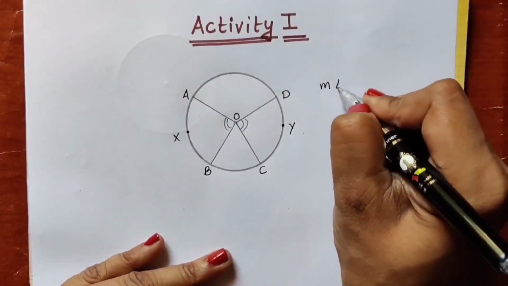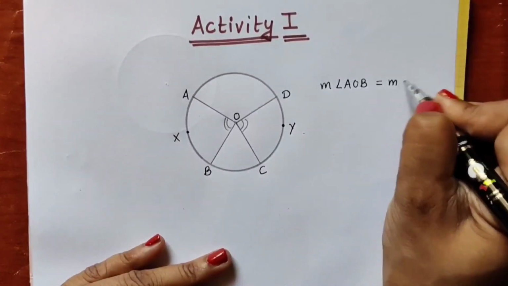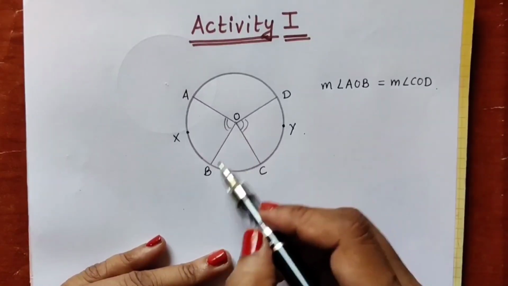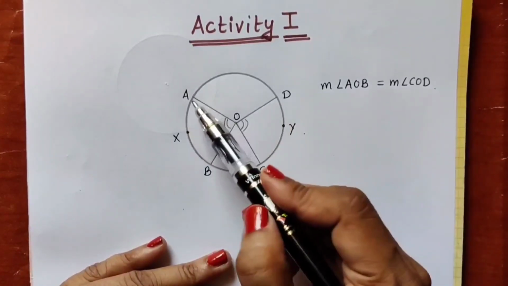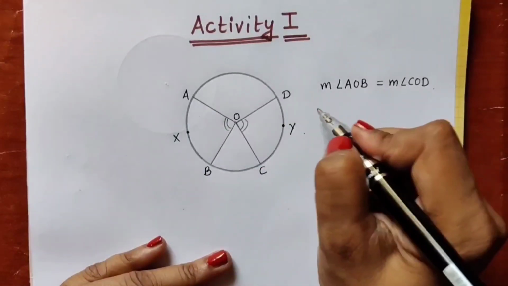Measure of angle AOB is equal to measure of angle COD. As these angles are equal, the arcs subtended by them are also equal. Their measures are also equal.